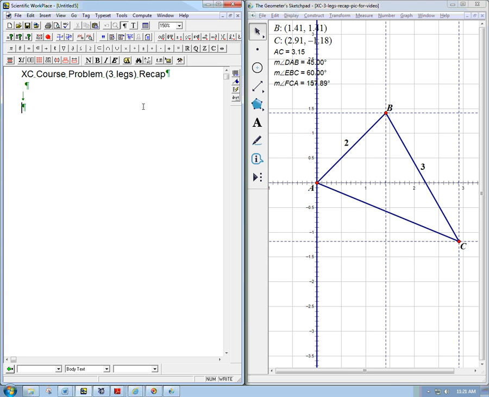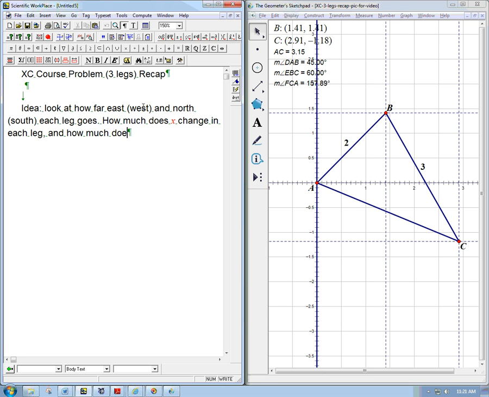So the idea was to look at how far east or west, which would be negative, and north or south, which would be negative, each leg goes. Or in other words, using x and y terminology, how much does x change in each leg, positive or negative, and how much does y change?